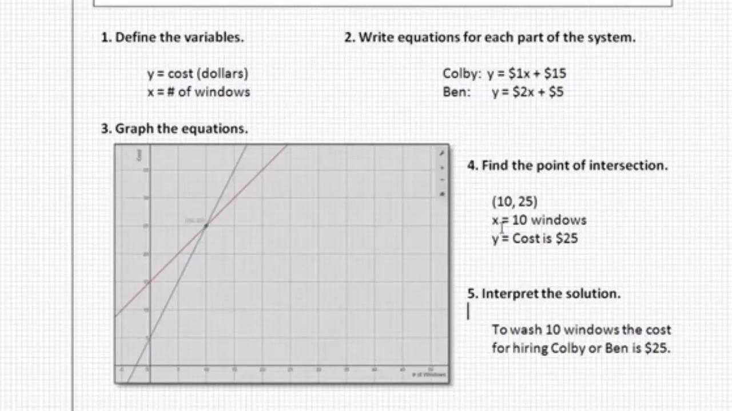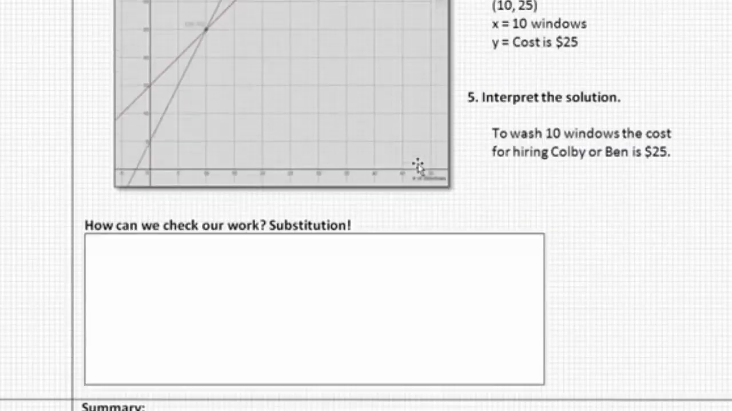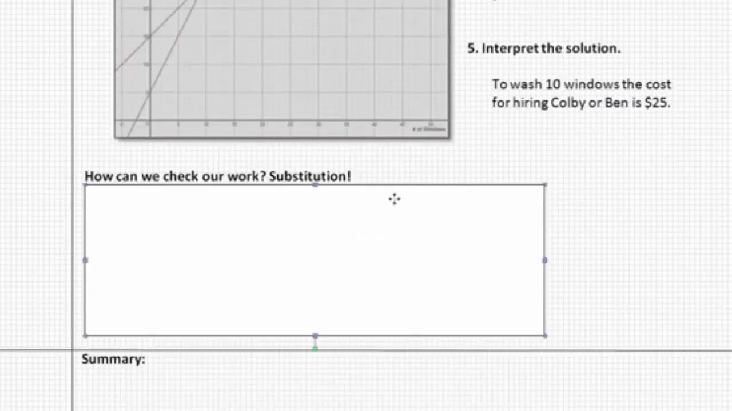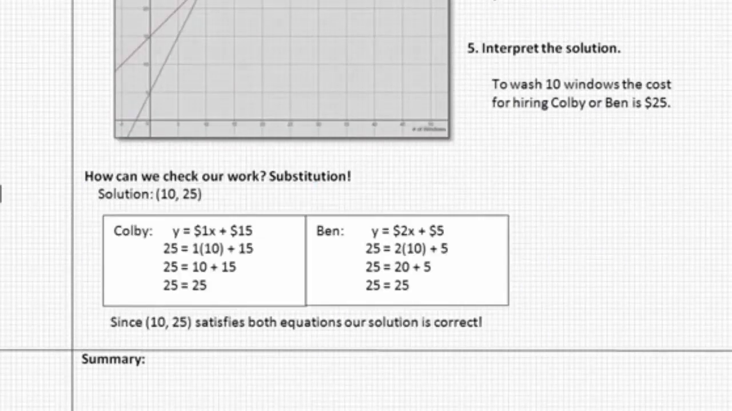And lastly, as a lot of you have gotten really good at this, how can we check? We want to always have a way to check and make sure we've done our work correctly. So we can always check our work by substitution when we have a solution. And really, this is that point, right? These are the x and y values that should make the two equations that we wrote equal to each other. I'm just going to go through that real quick as an example, as time is ticking, I know. So our solution here was (10, 25).